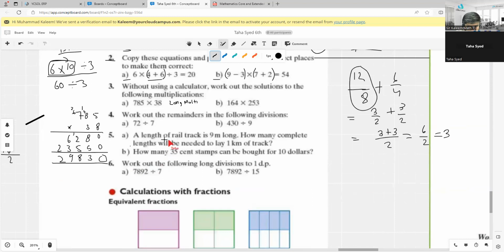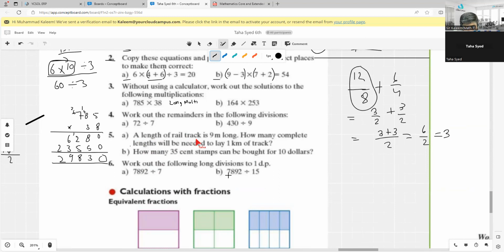Question number 5. A length of rail track is 9 meters long. How many complete lengths will be needed to lay 1 kilometer of track? How many 35-cent stamps can be bought for $10? Firstly, solve the A part. A length of rail track is 9 meters long. How many complete lengths will be needed to lay 1 kilometer of track?